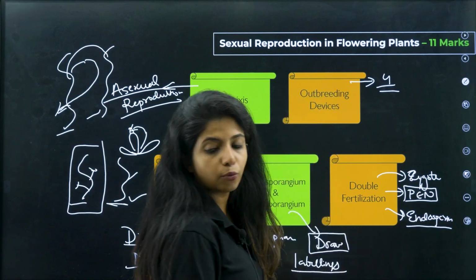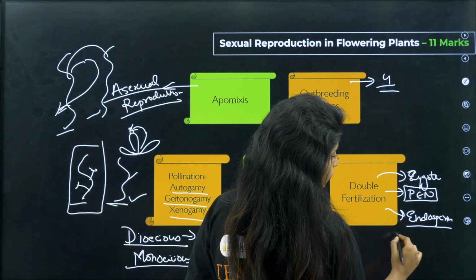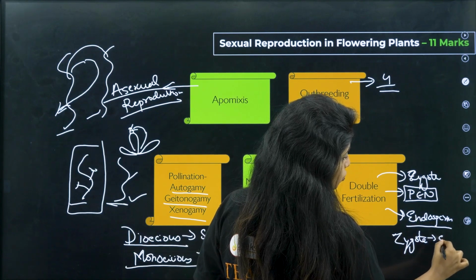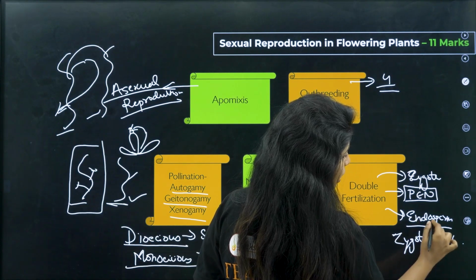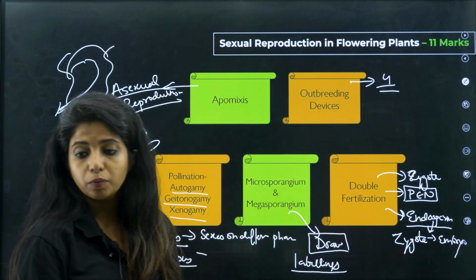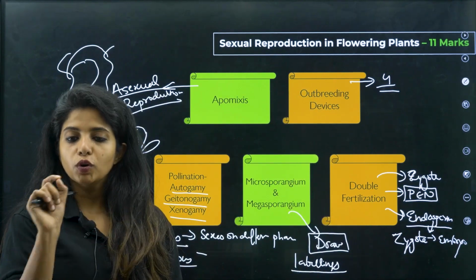Endosperm is formed before what, children? It will be formed before the zygote converts into the embryo. Before that the endosperm is formed so that it could provide nourishment. That is the answer. So you should be knowing all these small things.